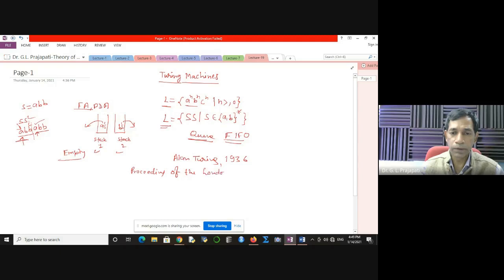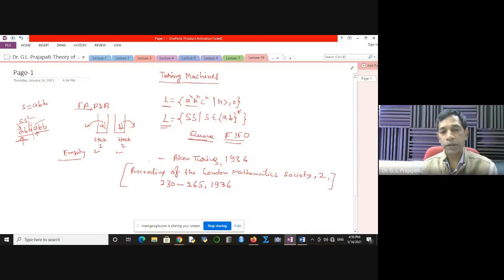London Mathematical Society, volume 2, pages 230 to 265, in the year 1936. You can find the description in this paper. So during 1936, Alan Turing came up with an abstract machine that is considered a model of computation.